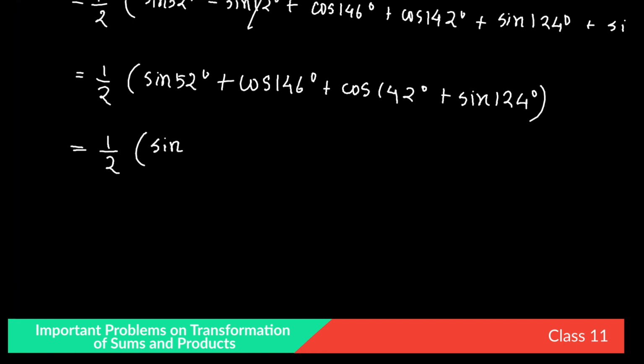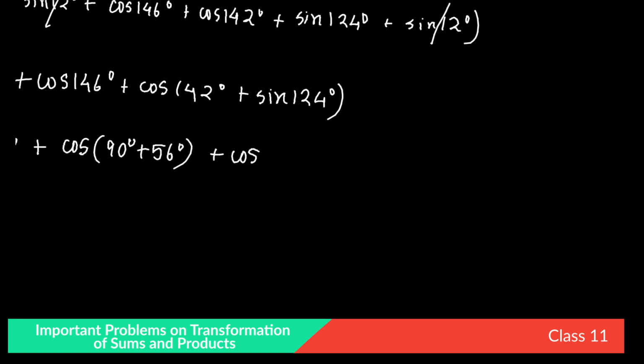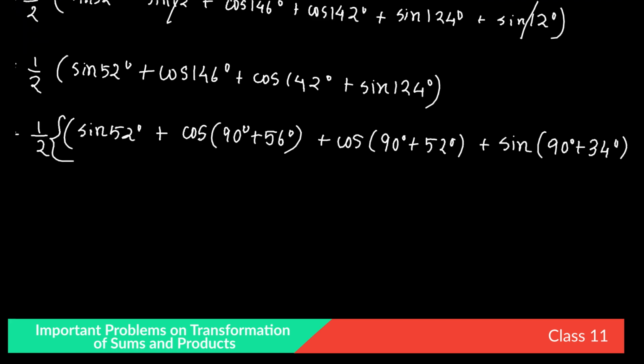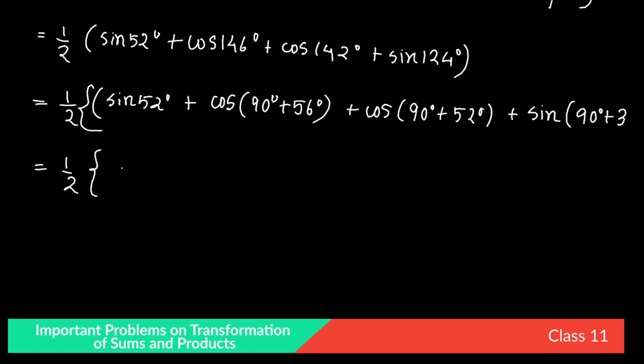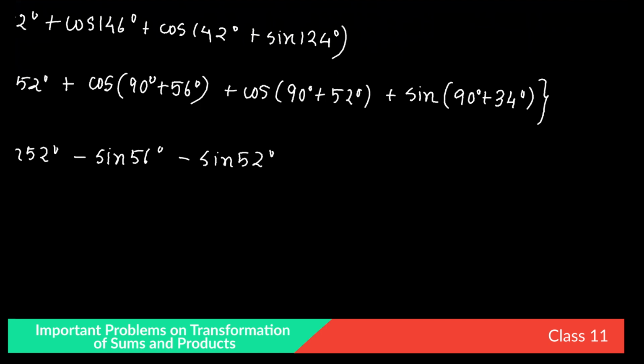Now this is sine 52. Now this cos 146 can be written as cos of 90 degree plus 56, and this cos 142 is actually cos of 90 plus 52. Plus sine of 124 can be written as sine of 90 plus 34. Now half outside, it is sine 52 as usual. Now cos of 90 plus theta means actually minus sine theta. So it is minus sine 56 and minus sine 52, plus sine of 90 plus 34. That means sine of 90 plus theta is actually cos 34.